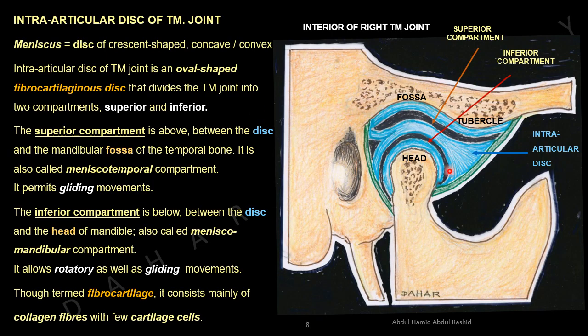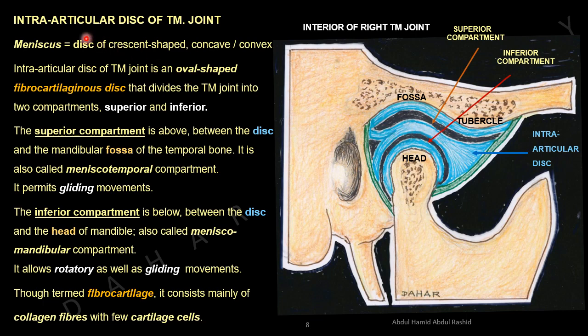This is the diagram of the interior of the right temporomandibular joint. You can see here, this is the mandibular fossa and this is the articular tubercle of the squamous part of the temporal bone. This is the head of the mandible. This is the capsule of the temporomandibular joint. And this is the intra-articular disc of the joint.